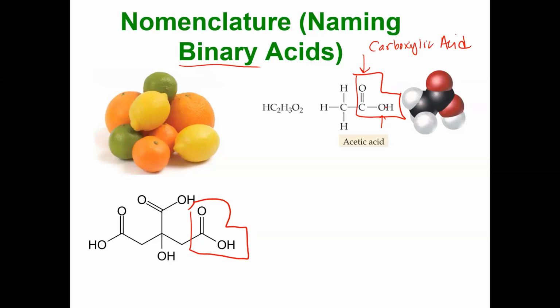We're talking about binary. So what's binary? 2. So what is this? This is hydrochloric acid. A lot of you know that that's found in gastric juice. It facilitates the digestion of proteins. But the way it's drawn here, it's obvious it's binary because there's only 2 elements. And we see that we have a hydrogen.